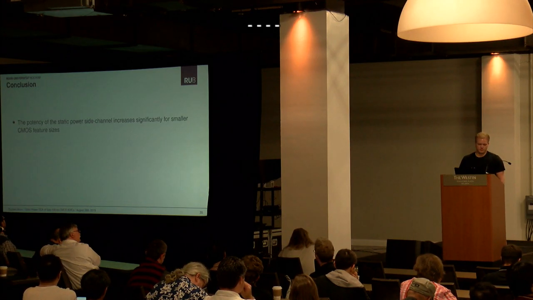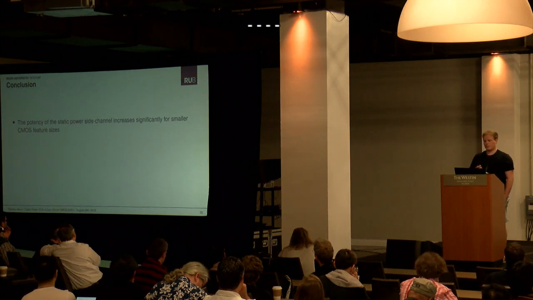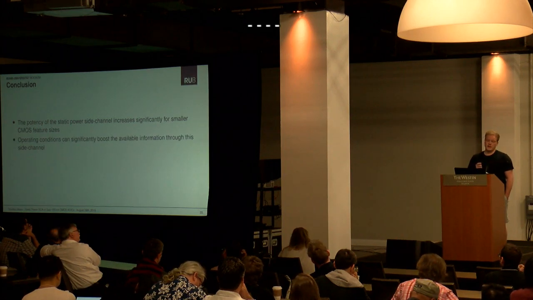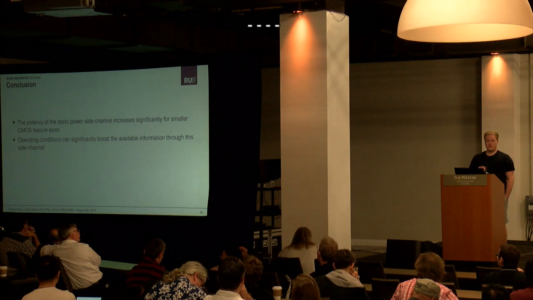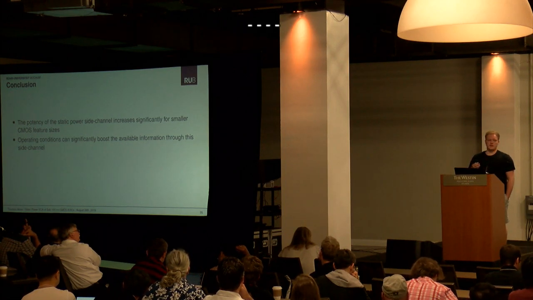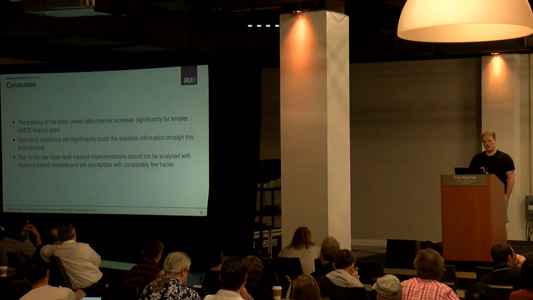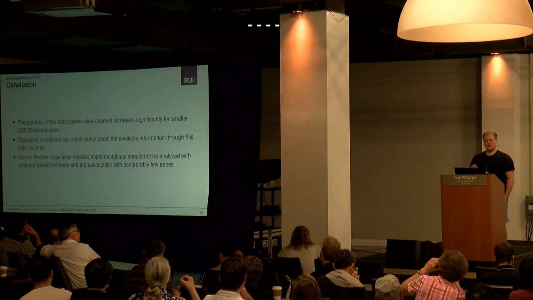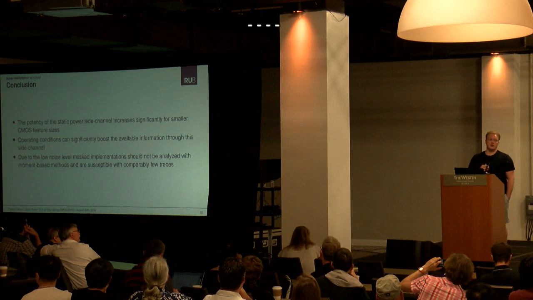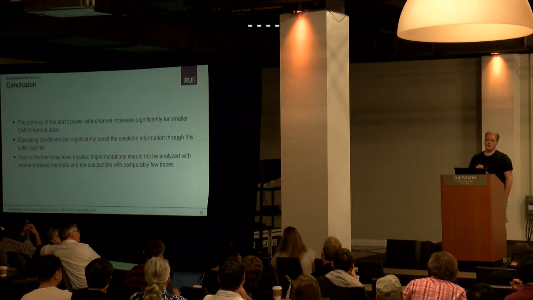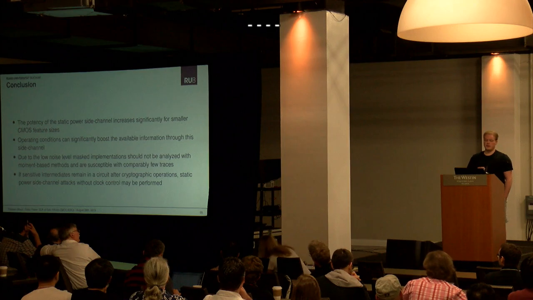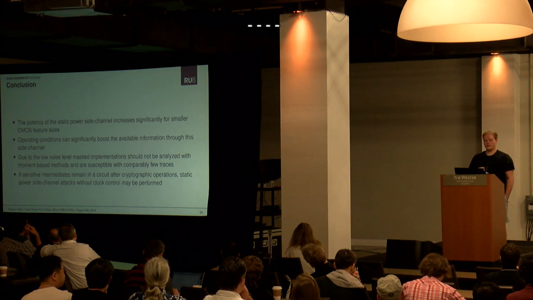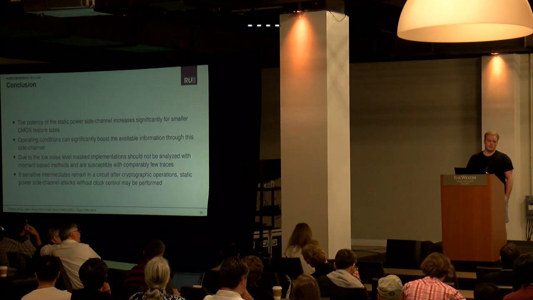they may be susceptible. Okay, the conclusion is that the potency of the static power side channel increases significantly for smaller CMOS feature sizes, that operating conditions can significantly boost the available information, and this is especially true for smaller nanometer chips, that when you have a very low noise level, you need to be careful with masking schemes, and especially the evaluation of masking schemes, because you might run into issues with moment-based analysis techniques. And finally, that if sensitive intermediates remain in a circuit for more than a couple of clock cycles, you can exploit them even without the attacker obtaining clock control.